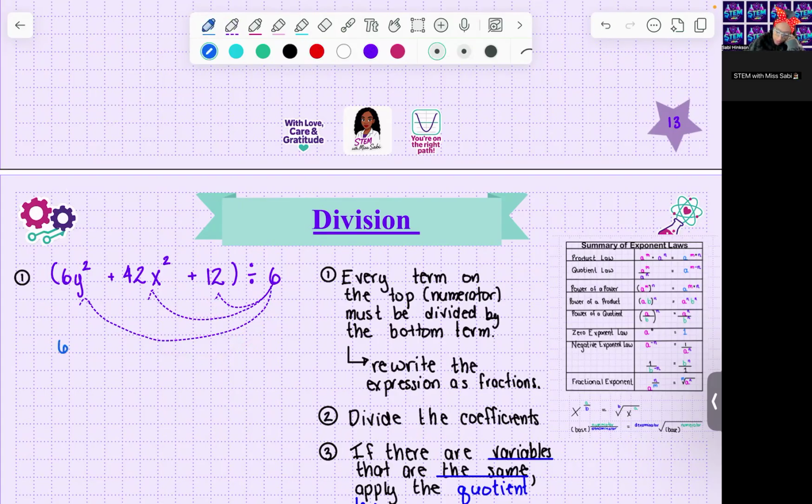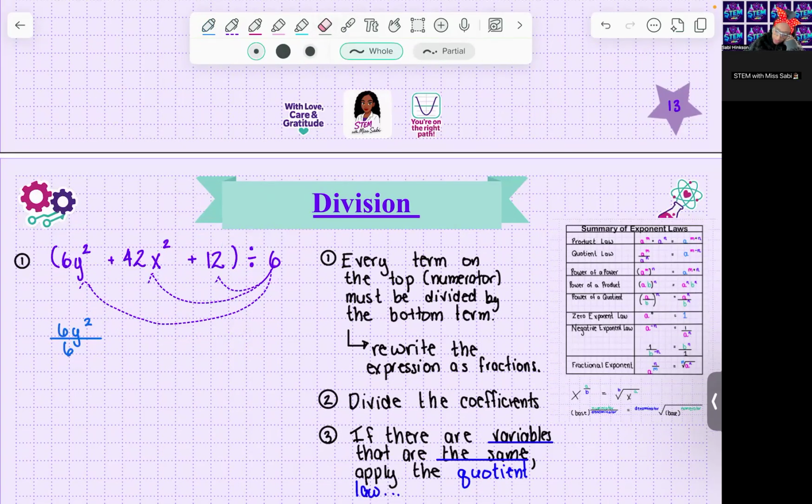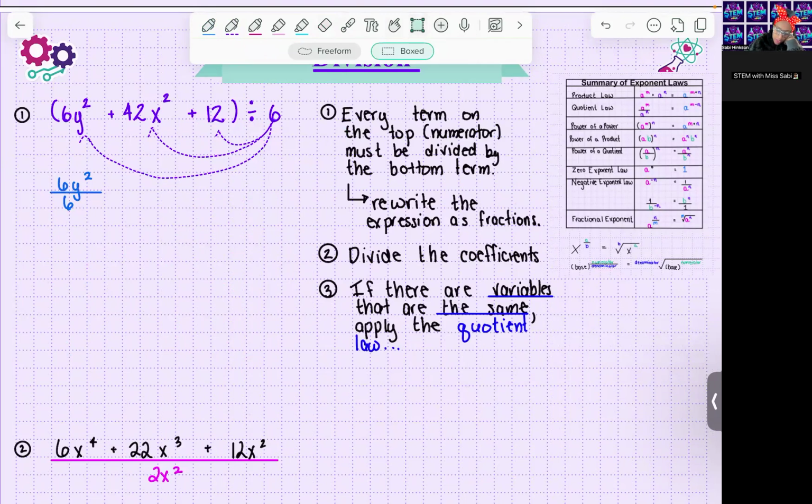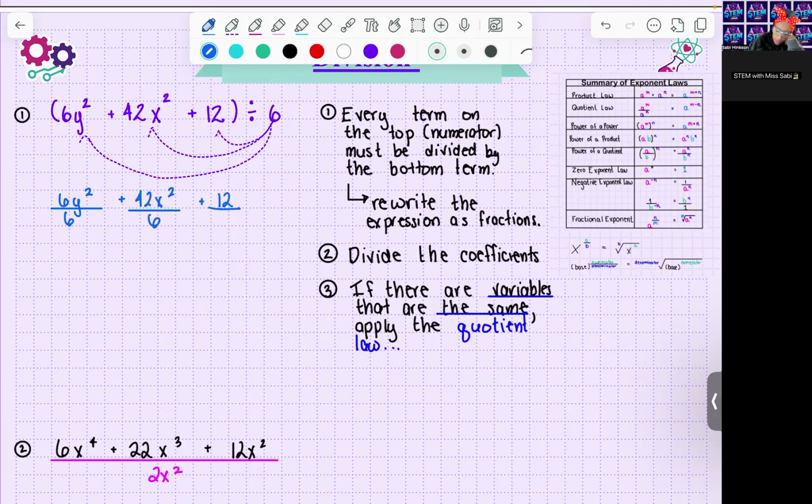So I have 6y squared divided by 6 plus 42x squared divided by 6 plus 12 divided by 6. Okay, so just as when we were multiplying, we multiplied the coefficients, we're going to divide the coefficients, or in this case, the constant. And then that's it for this one.